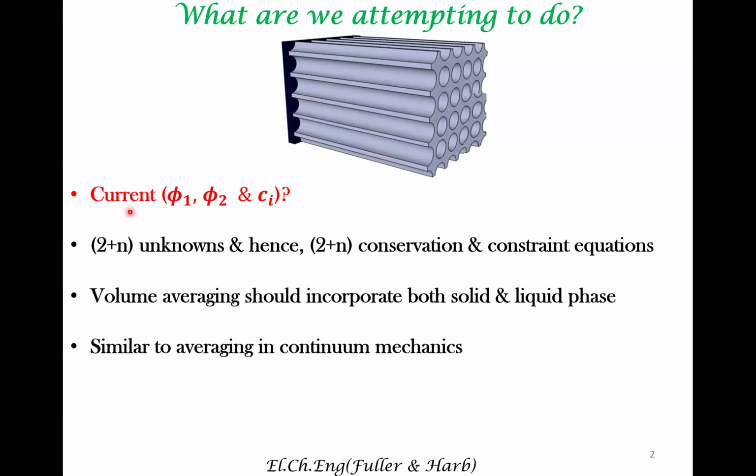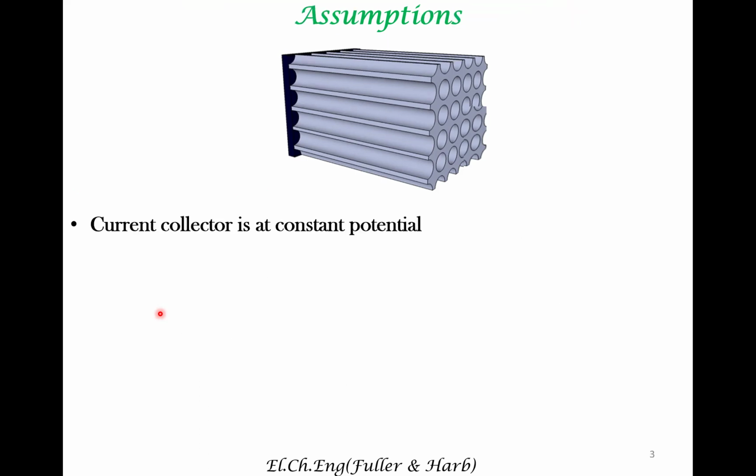So we will look at the current distribution in subsequent lectures. So I'm just giving you an idea of how to think about this averaging, volume averaging elements. So what are the assumptions here?